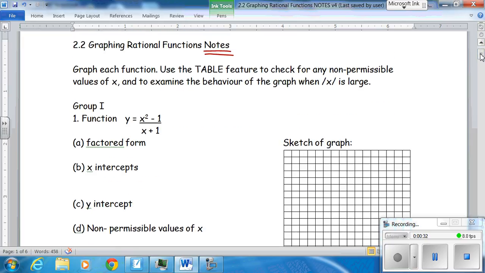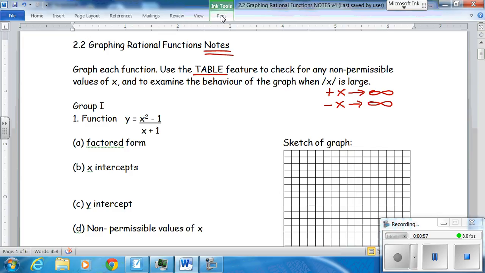Now, the instructions are graph each function. Use the table feature to check for any non-permissible values of x and to examine the behavior of the graph when the absolute value of x is large. That is, when positive x goes towards infinity, or negative x goes towards infinity. Take a quick look at your table, scroll up and scroll down, see what it looks like.